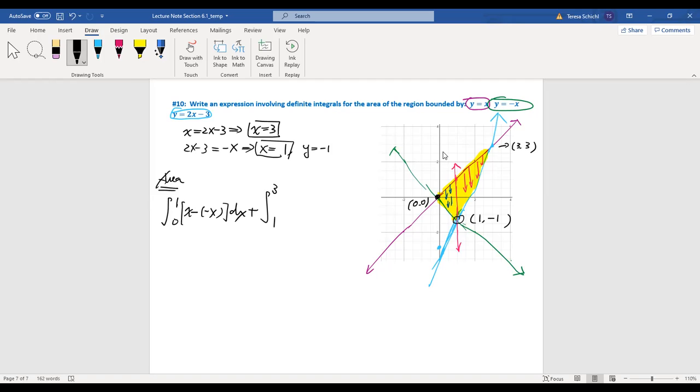And now which curve is on the top? This purple one. So it's x minus, what is the bottom one? This blue one, right? So it's x minus (2x minus 3), and then dx. After you do that, this will be pretty simple, right? So this will be from 0 to 1, x minus (negative x) is 2x dx. Then plus, from 1 to 3, this will be 3 minus x dx, right? You just simplify that. Then this integration, I'm very confident everyone knows how to do that.